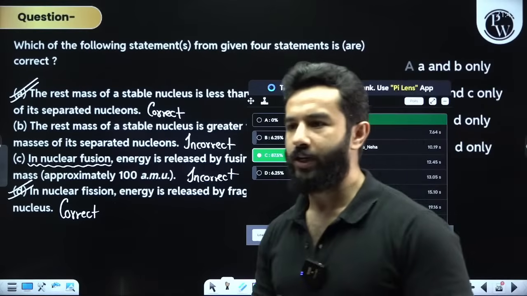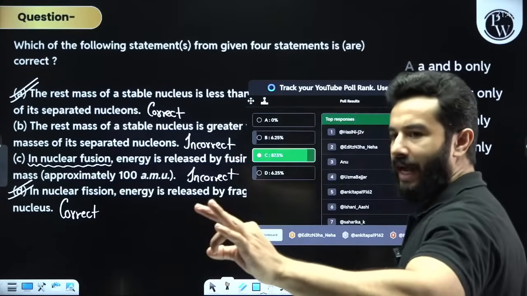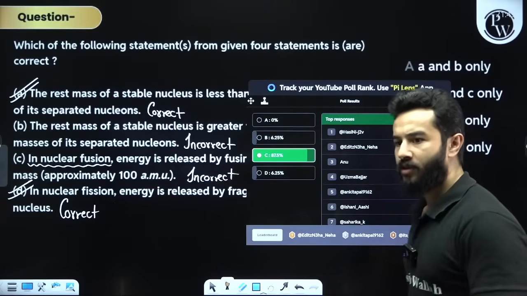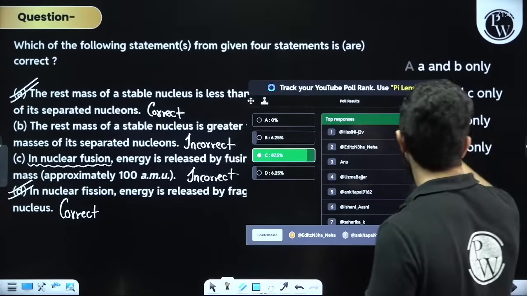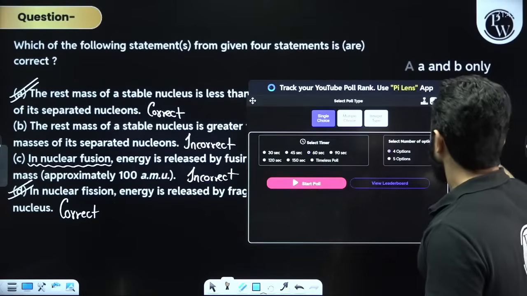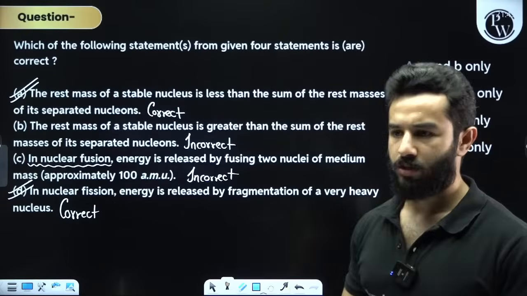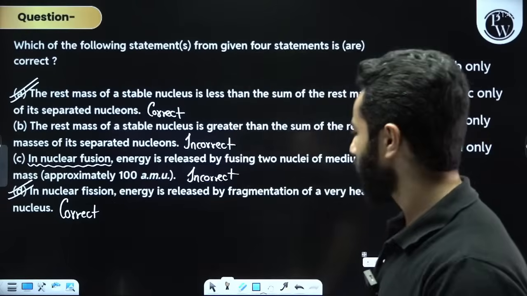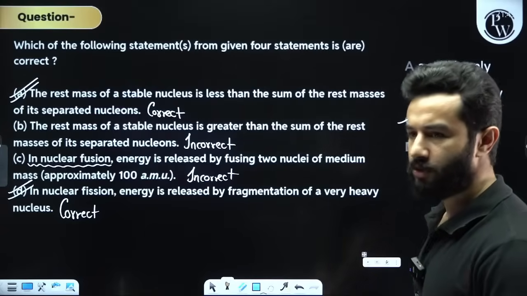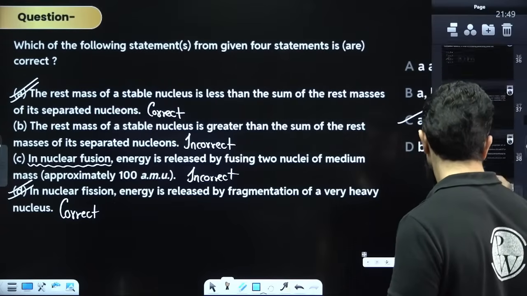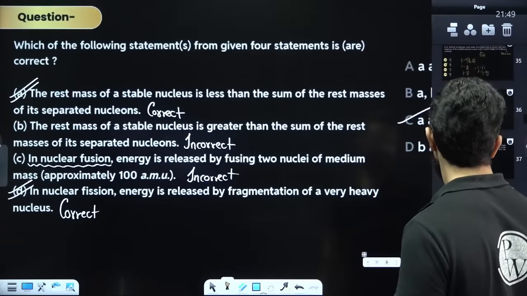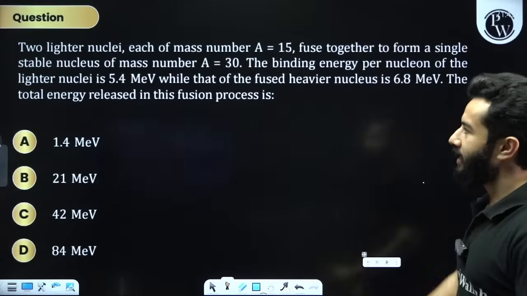Good. Very, very good. Clear? Any doubt, my dear friends? Sorted? We'll continue until we complete at least 30 more questions. Alright. Chalo.